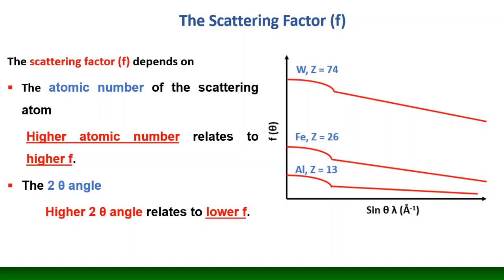Then we talked a little bit about the intensity. We saw the intensity is dependent on many factors. The one that's most important is the structure factor, and how the structure factor relates with the scattering factor, and how for the scattering factor we saw some trends regarding atomic number and 2 theta angle, okay? So that's all we have as an introduction here, okay?